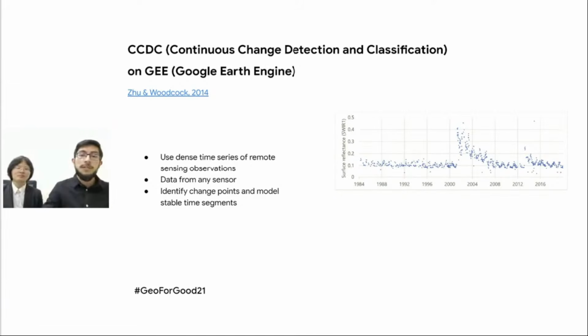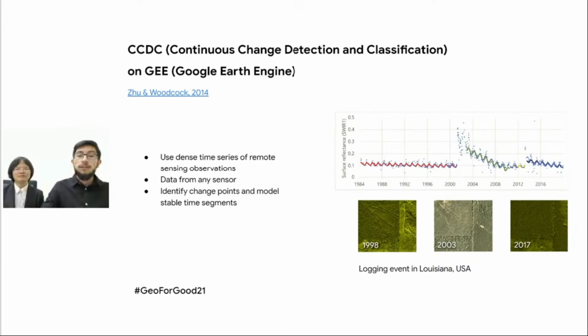These are the Landsat time series for 1 pixel, and this is the first shortwave infrared. What CCDC is doing is that it fits a harmonic model to these observations, and once the prediction is very different from the observed values, like it happens here in the year 2002 or 3, it flags a change, and then it starts again. It keeps doing that until the end of the time series, and in this case, it will look like this. What we're looking at here is a logging event in Louisiana in the United States, where we have stable forest until the year 2002. There's a logging event, and then forest regrows after that.